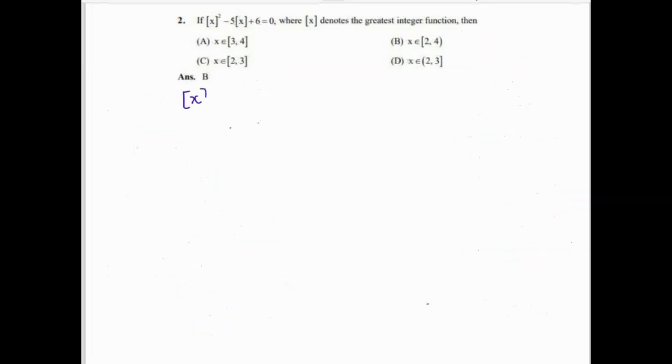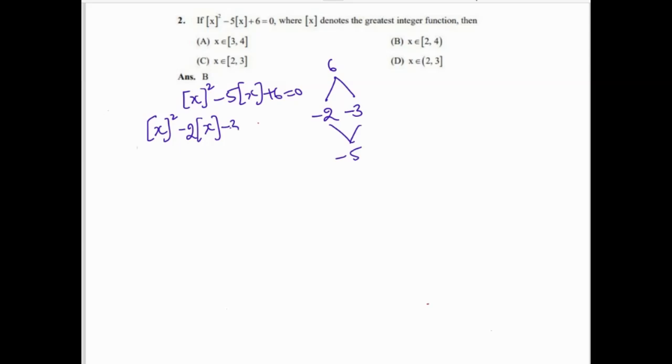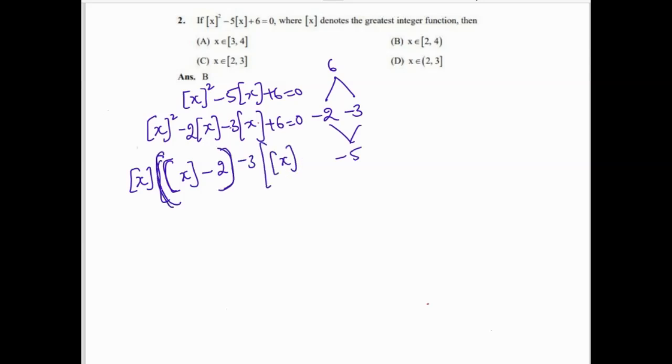Now we have x² − 5x + 6 = 0. Here we have to find the factors for 6. It will be 2 times 3 is 6, and −2 and −3 add up to −5. So it will be x² − 2x − 3x + 6 = 0. If you take x as common, we get x(x − 2), then −3 if you take common, it will be −3(x − 2).